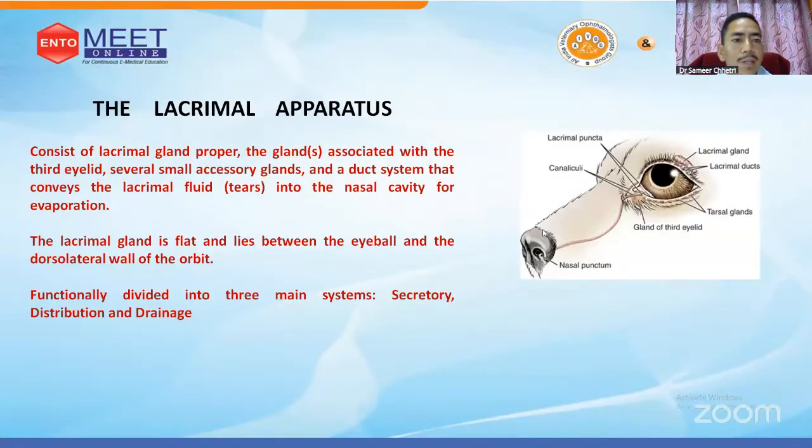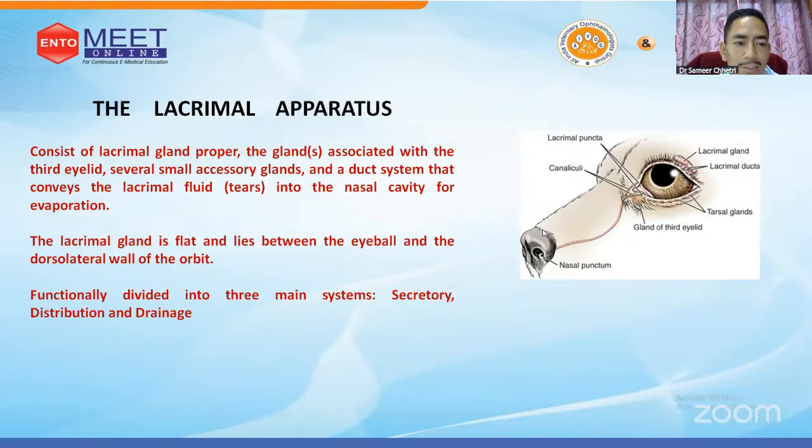So now coming to the lacrimal apparatus, this is a very important portion of the eye because it helps in the drainage and providing the nutrition and protection of the corneal layer. It consists of the lacrimal gland proper, the glands that are associated with the third eyelid, several small accessory glands, and a duct system that conveys the lacrimal fluid into the nasal cavity for evaporation.